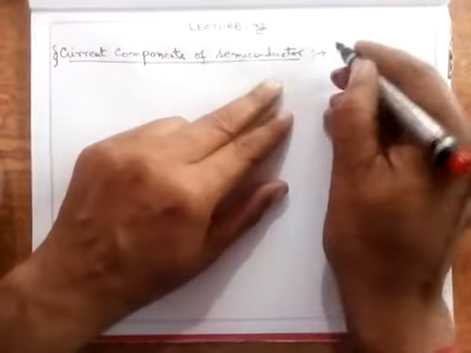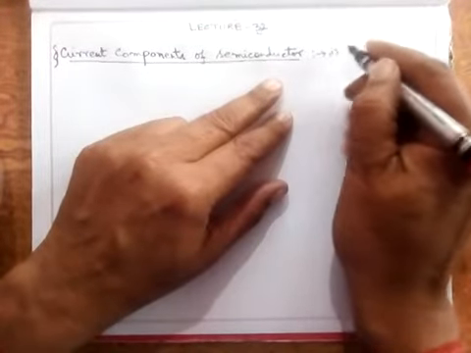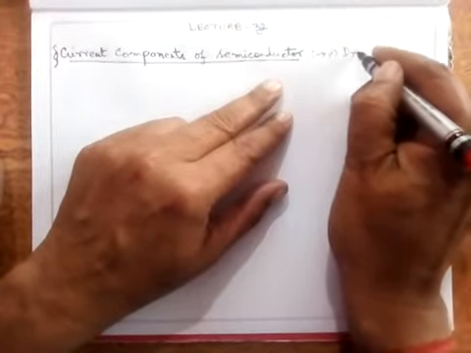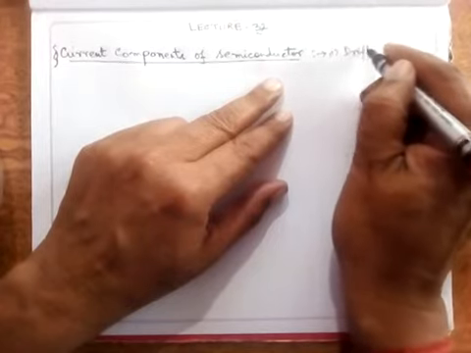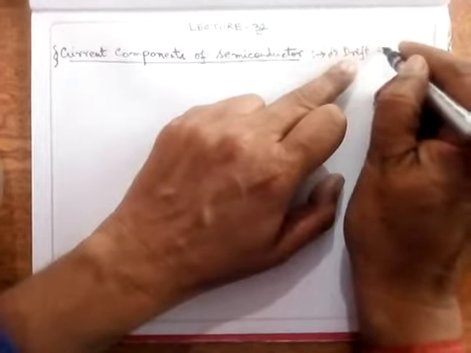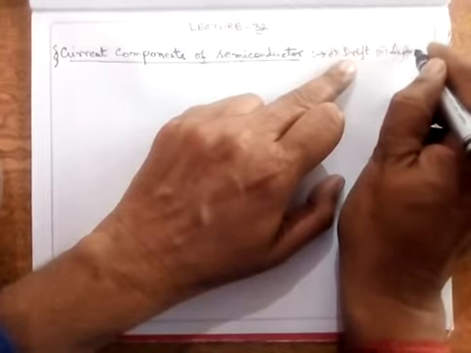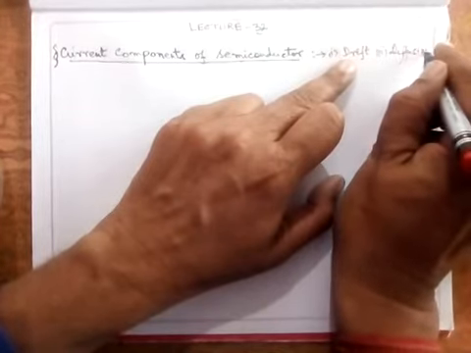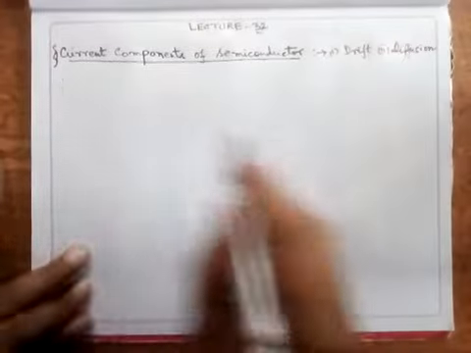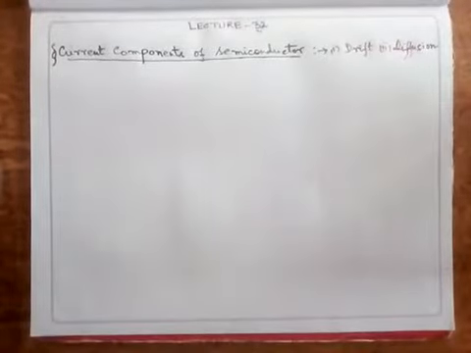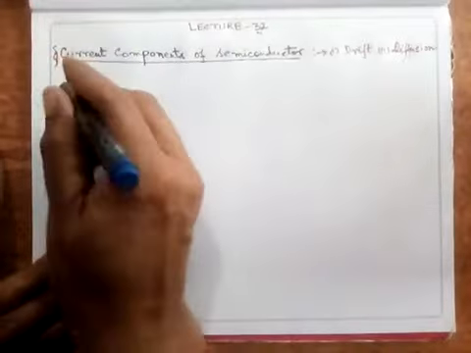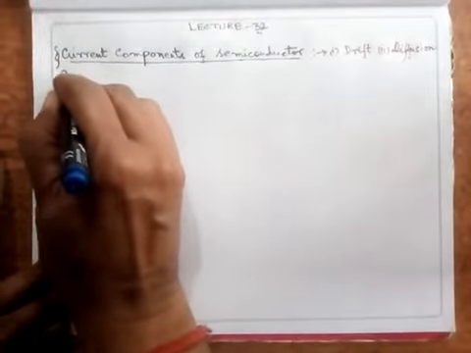One is the drift current, and the second is the diffusion current. Two types of currents, drift current and diffusion current. So first I'll come to drift current density. What do you mean by this drift current, or what is the drift current density? So first let's discuss the drift current.